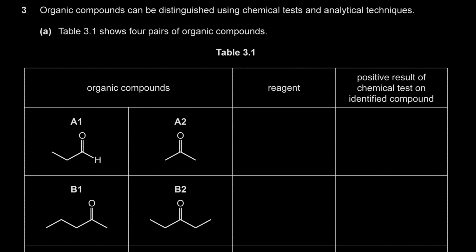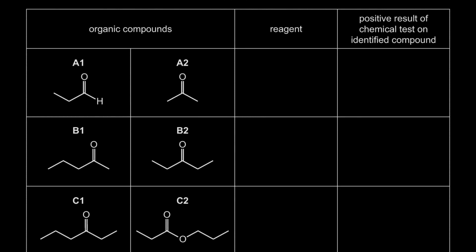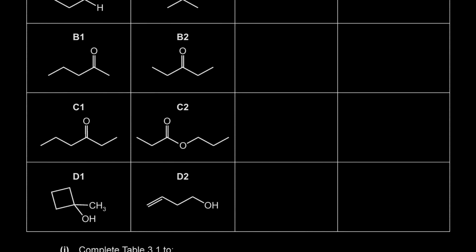So here we have 2022 October November paper 22 question number 3. Organic compounds can be distinguished using chemical tests and analytical techniques. Table 3.1 shows 4 pairs of organic compounds. And so here we have a table showing 4 different pairs of organic compounds, right? We have A1, A2, B1, B2, C1, C2, and then D1 and D2.